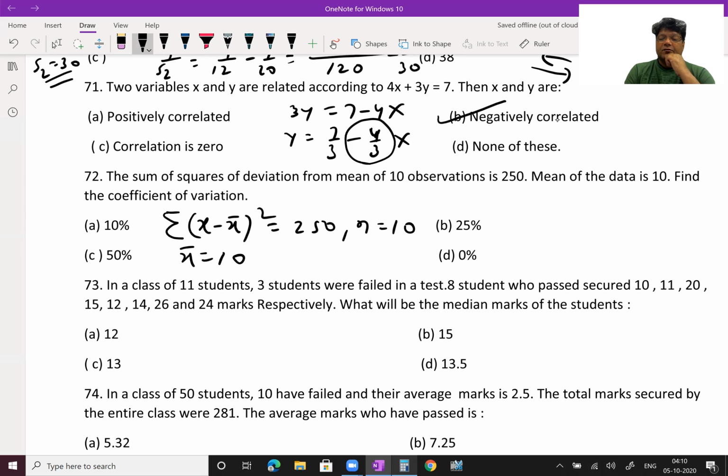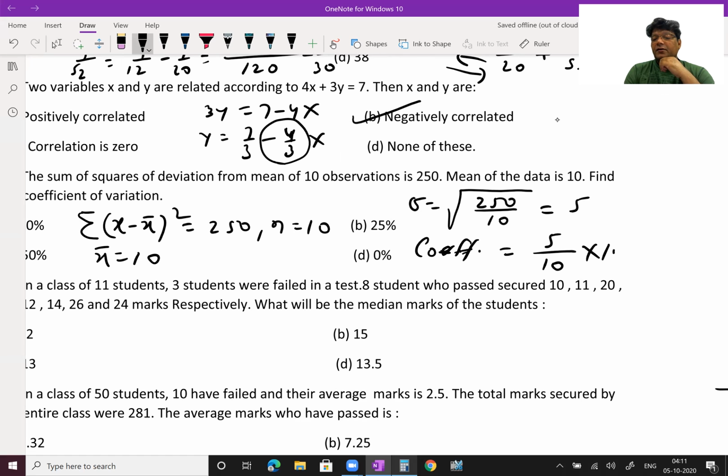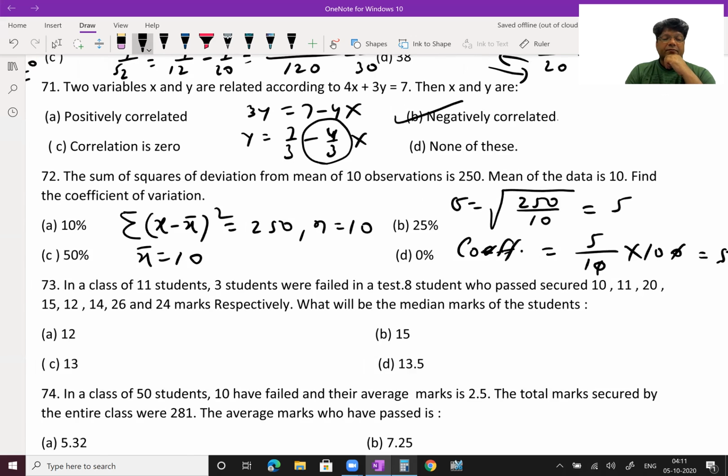Question is asking coefficient of variation. So all of us, we have to find out standard deviation. Standard deviation formula, mother formula guys, original formula is what? Summation x minus x bar whole square by n. That is 250 divided by 10 is equal to 5. Now coefficient of variation will be equal to what? Coefficient of variation formula is SD by mean into 100. Mean is 10, so 5 by 10 into 100 is equal to 50%. Where is the option? C.